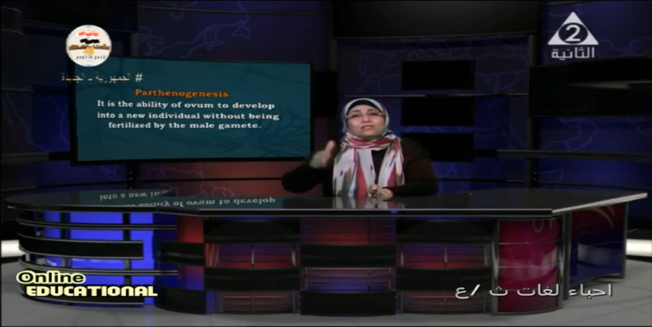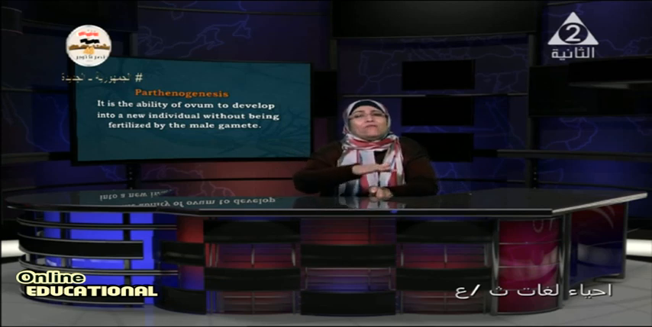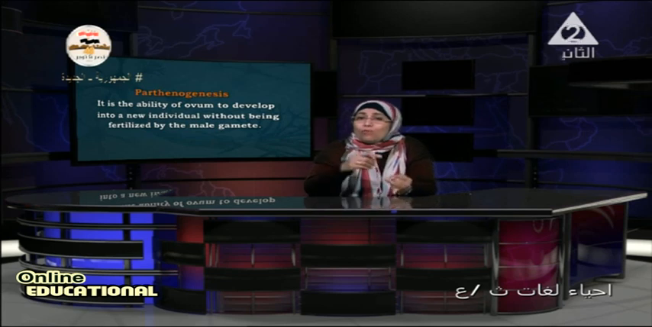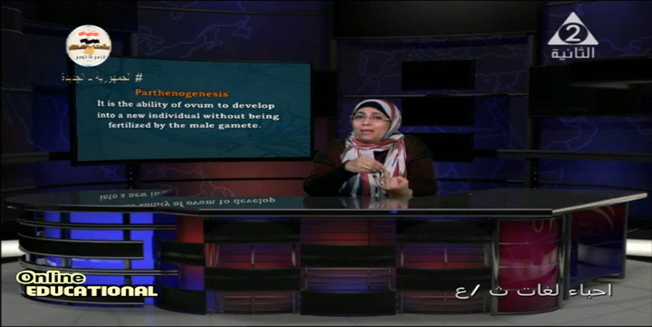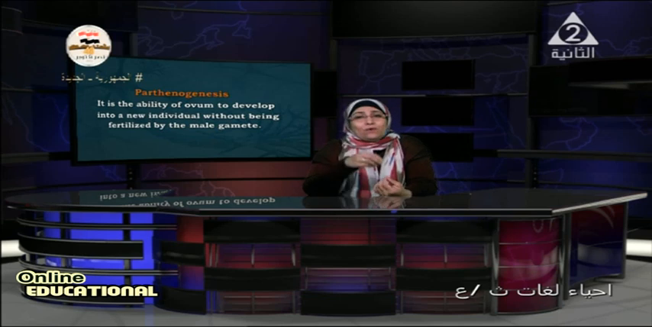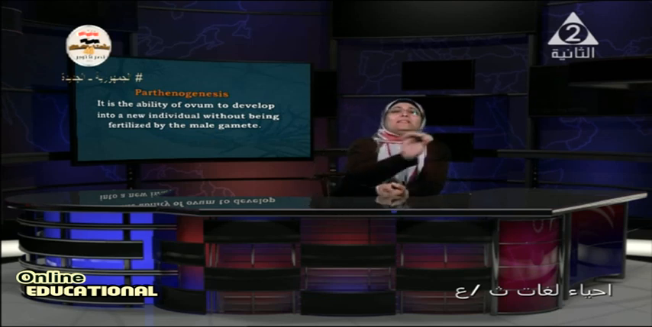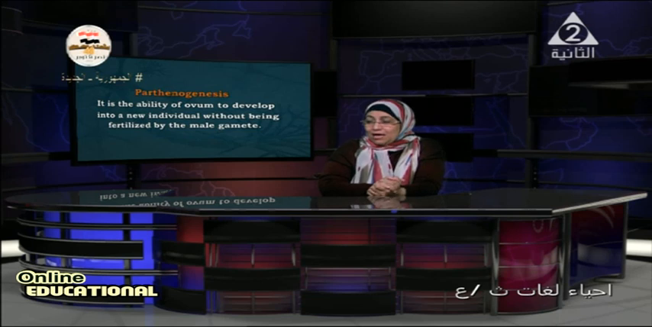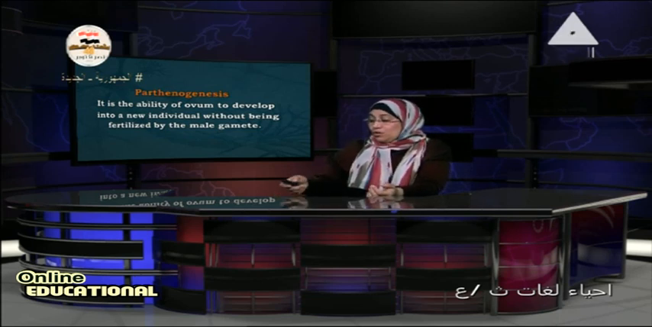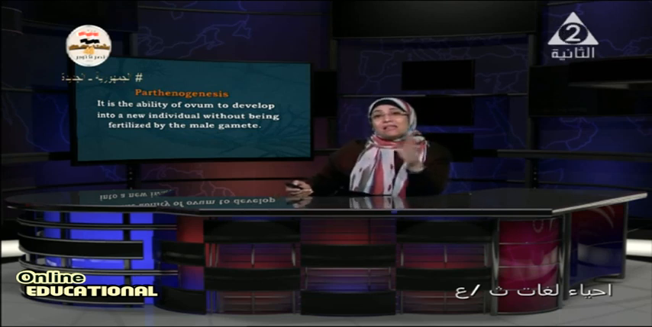Parthenogenesis means that the ovum produces a new individual without needing sperm or male gametes, whether sperm in animals or pollen grains in plants. If no male gamete is found, the ovum can undergo mitotic division and asexual reproduction, known as parthenogenesis. In parthenogenesis, a new individual is produced without needing male gametes.